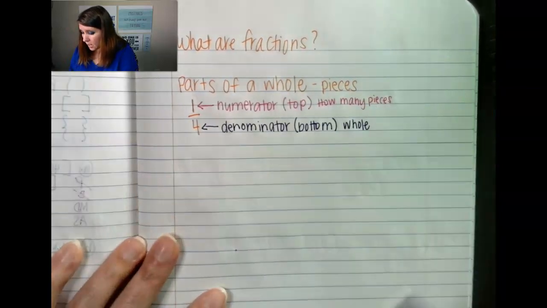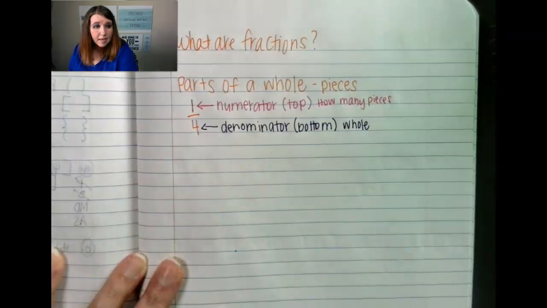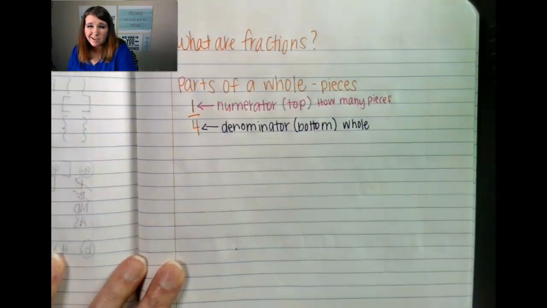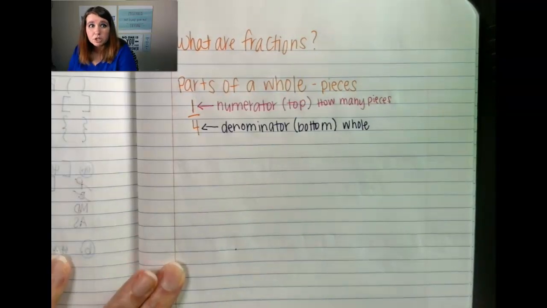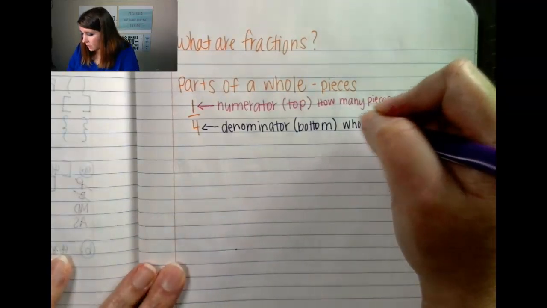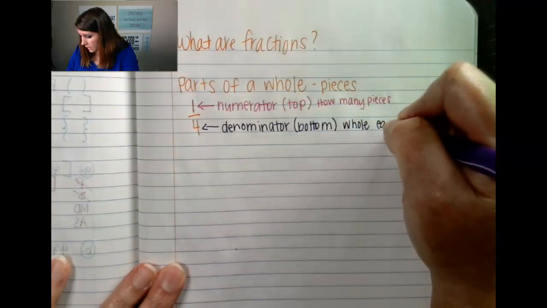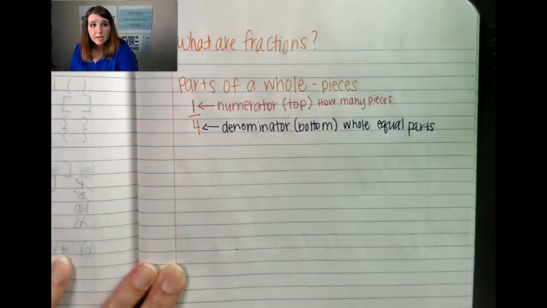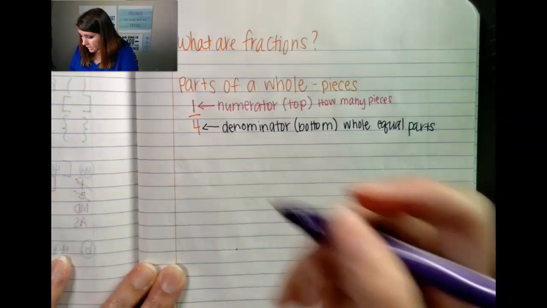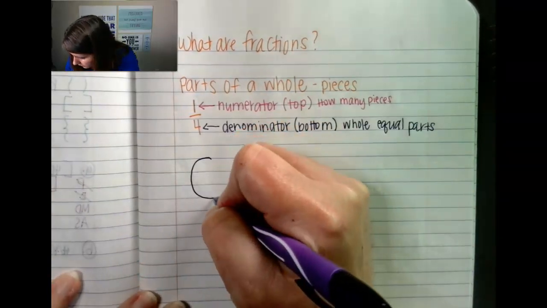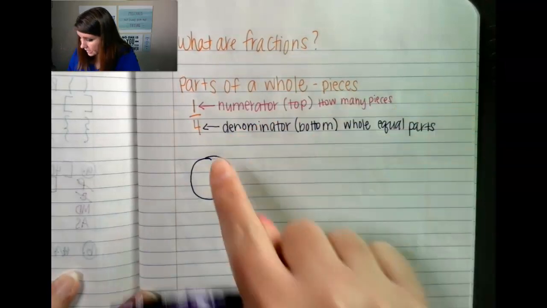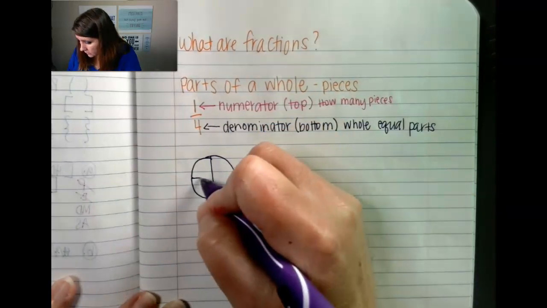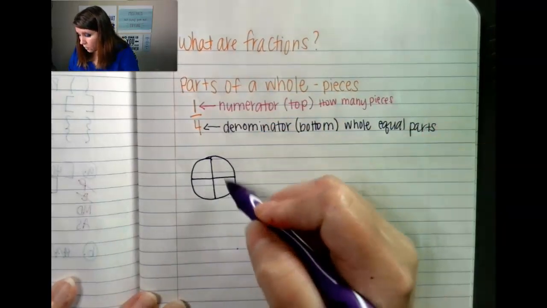So let's talk about what this actually looks like in a picture. Let's do a picture, okay? So this is a whole, equal parts. Let's write it like that. Equal parts. Whole, equal parts. So let's start with a circle. If I had this fraction, I would have 4 equal parts. So there's my 4 equal parts.